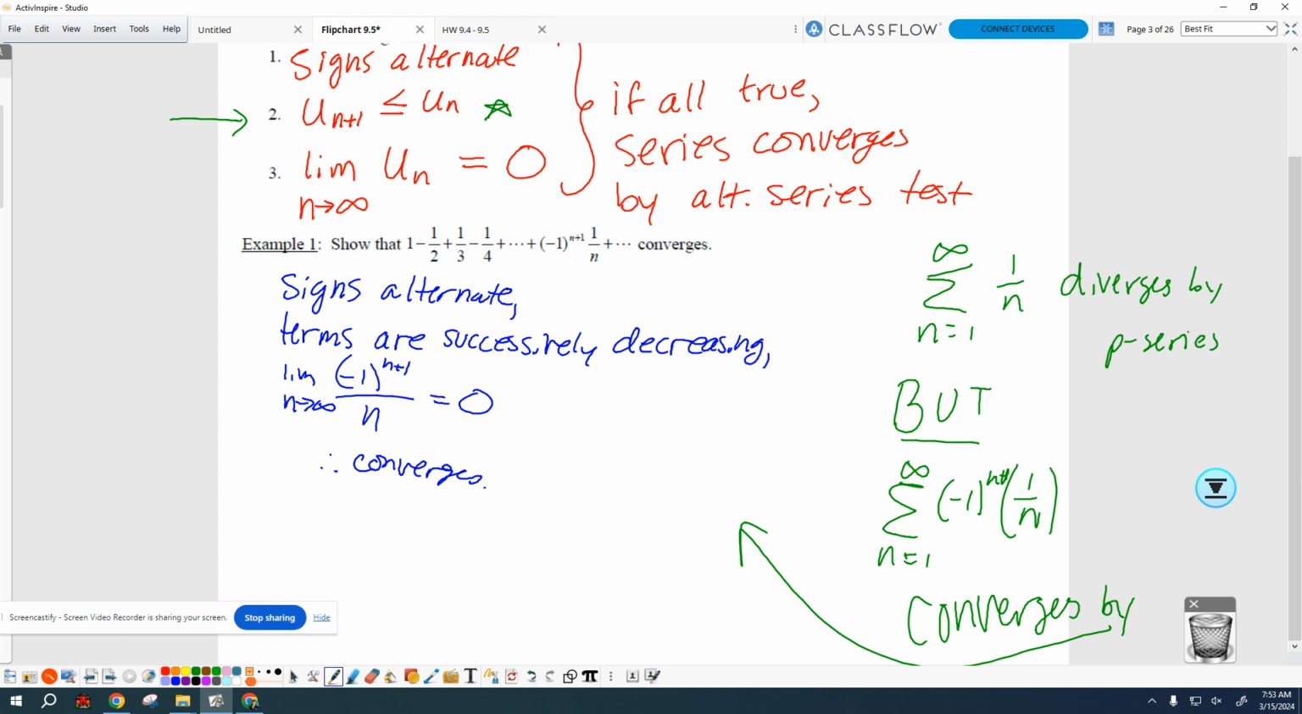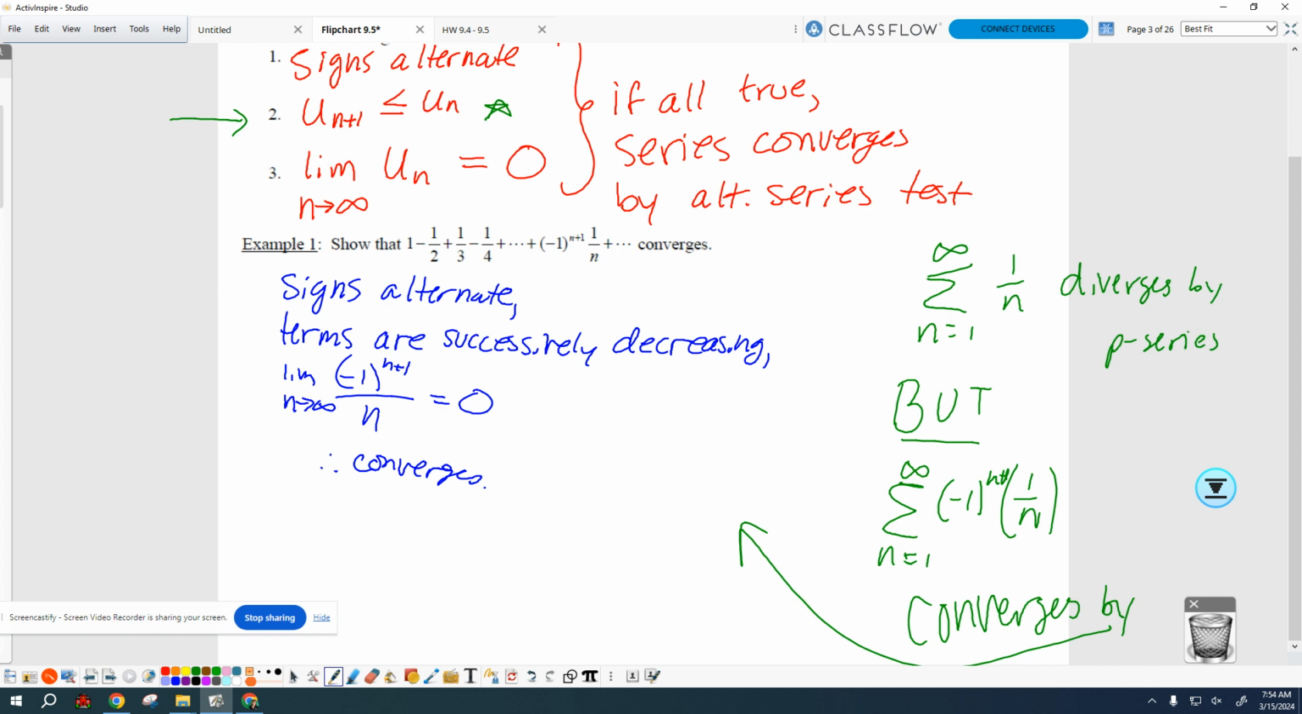So here's the catch. 1 over n, that diverges. However, if I make it now alternate, now it converges. Yesterday I said something about absolute convergence. This one doesn't just converge, but it converges conditionally. There was a condition that had to be true to make that work. So this one doesn't converge absolutely. It converges conditionally. And what were the conditions needed to alternate?